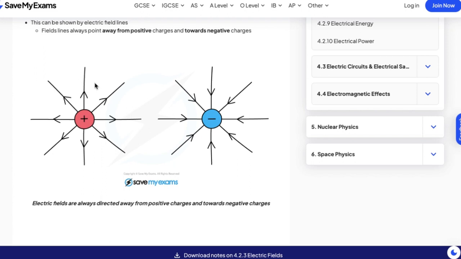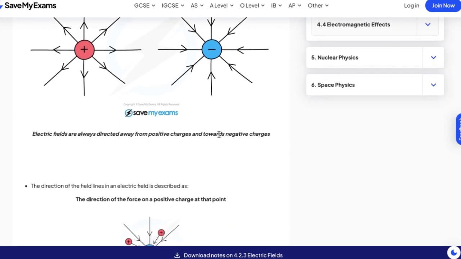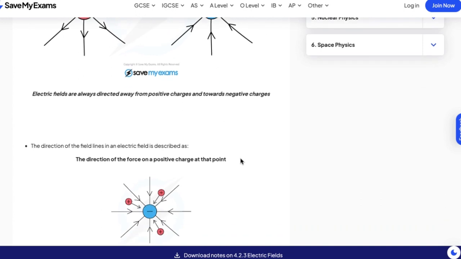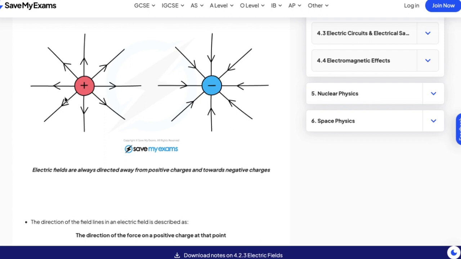So the field lines always point away from the positive and always point towards the negative. All these lines with arrows are called the electric field. So electric fields are always directed away from positive charges and directed towards the negative charges.